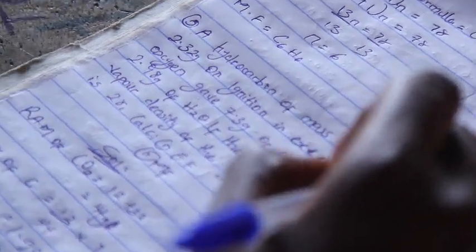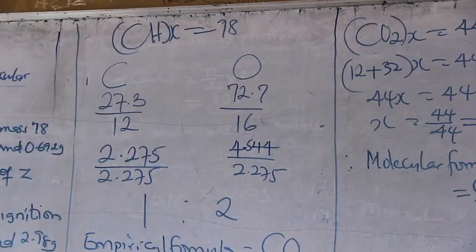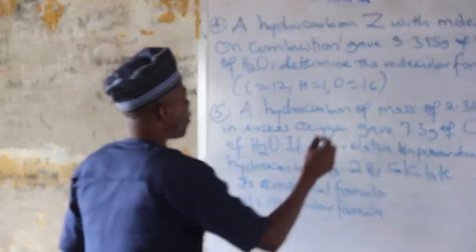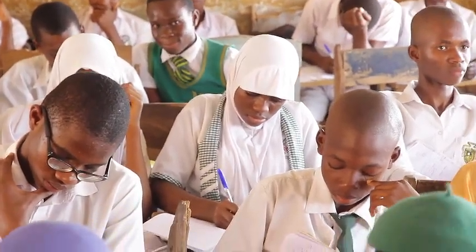You put it in x, then equate it to the 78 that you are given. The answer to this is 6. That was wasting time.